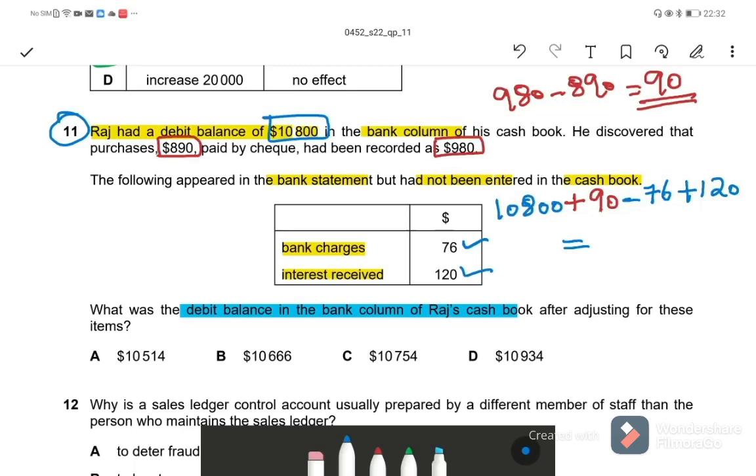So the correct answer is 10,934. Answer D is the correct.